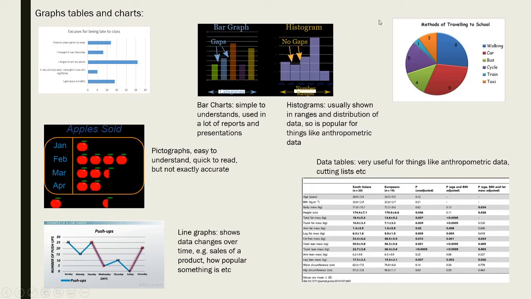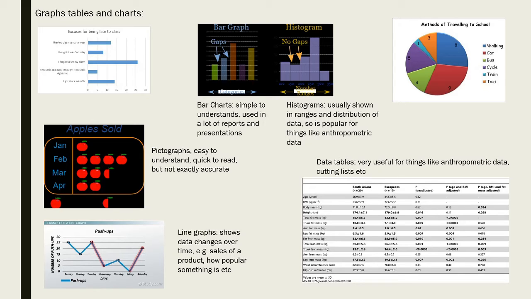And then you've got bar charts, again, nice and simple, but not massively accurate, normally done in percentages. Then data tables, very useful things like anthropometric data, cutting lists, which you'll have to do when you make your actual physical product as well.